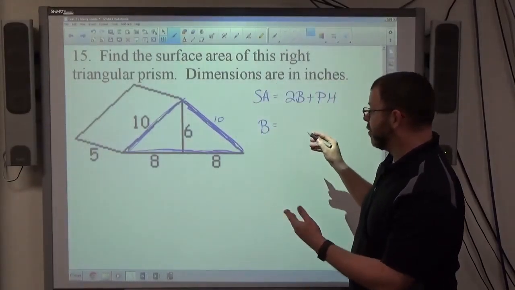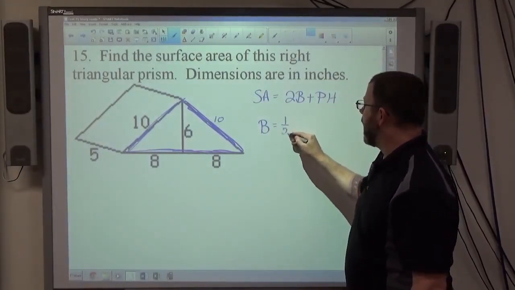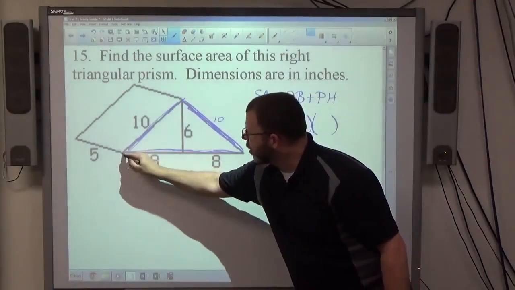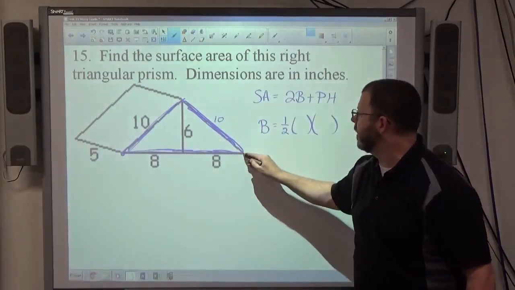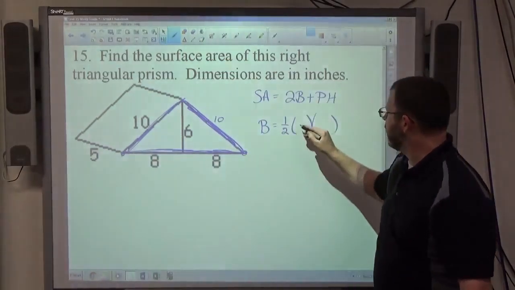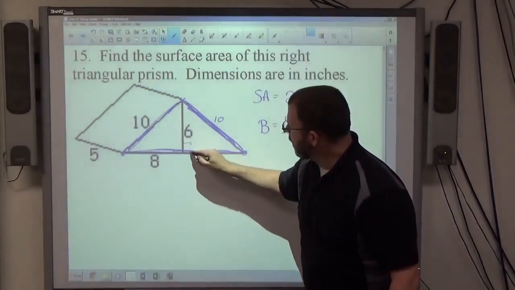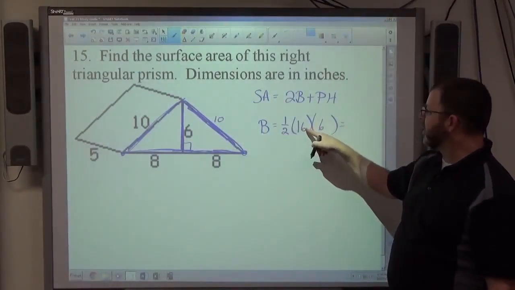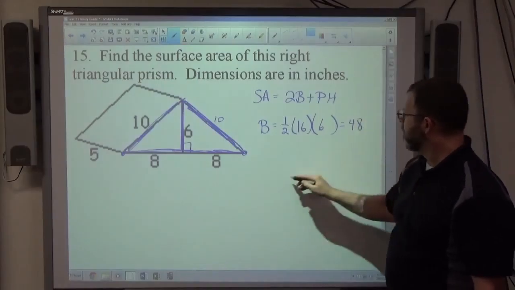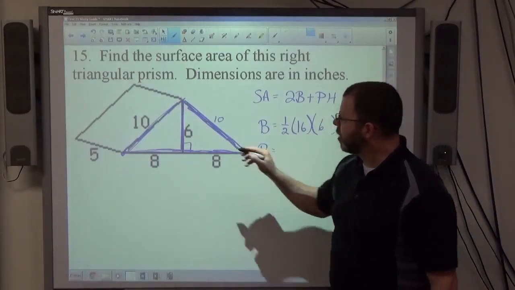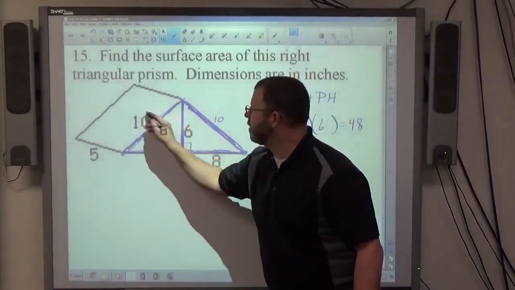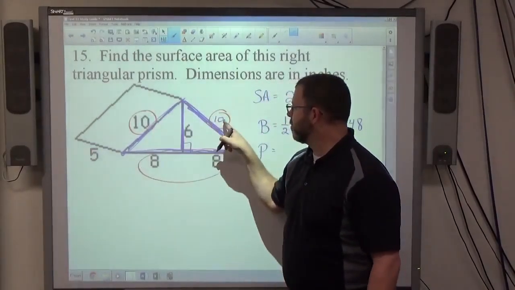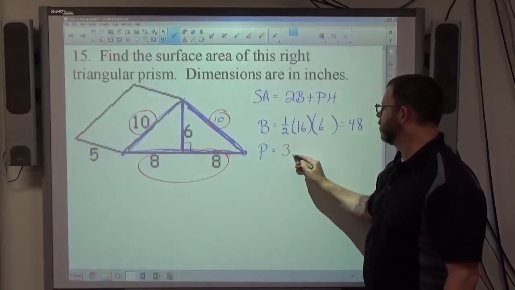B is the area of the base, it's a triangle. Area of a triangle is 1/2 times the base of the triangle times the height of the triangle. The base of the triangle starts here and goes all the way to here, which is a total of 16. The height is perpendicular height, so it's going to be this 6. 1/2 of 16 is 8 times 6 is 48. The perimeter of this triangle is going to be the sum of the three sides. This side is 10, this side is 10, this side is 16. 10 plus 10 is 20 plus 16 is 36.